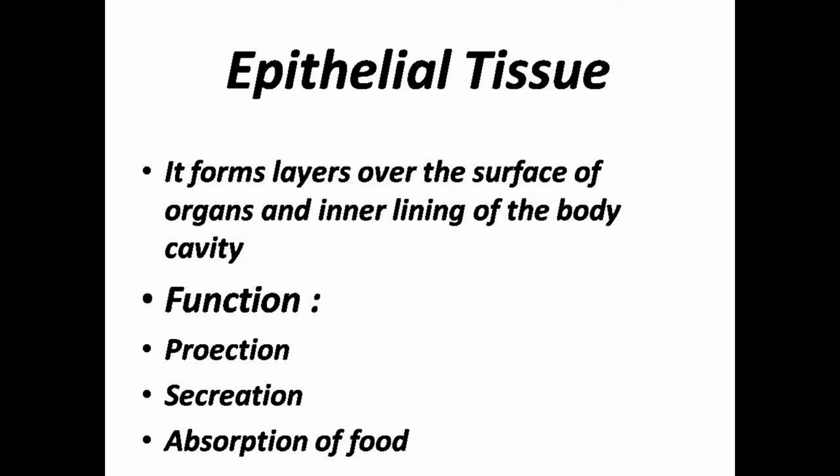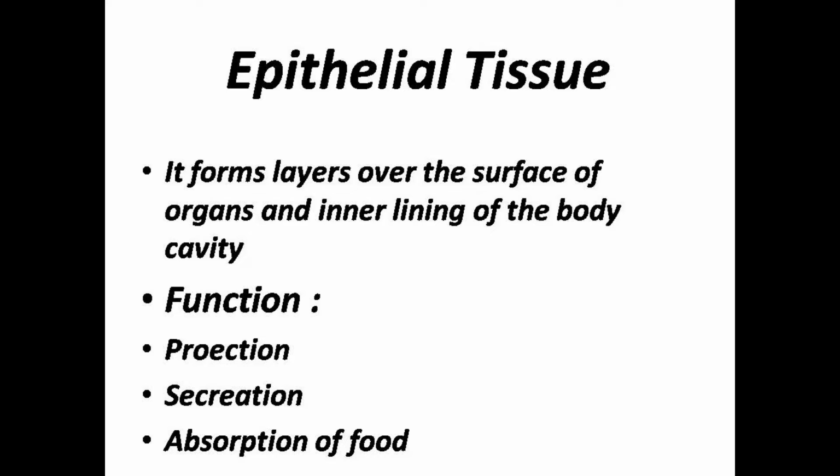Epithelial tissue is made up of closely packed cells. The cells may be flat, cuboidal, or columnar. There is no intercellular space. It forms a continuous layer over the surface of organs and the inner lining of the body cavity. Its main function is protection. It also helps in the secretion of mucus and saliva and absorption of digested food.